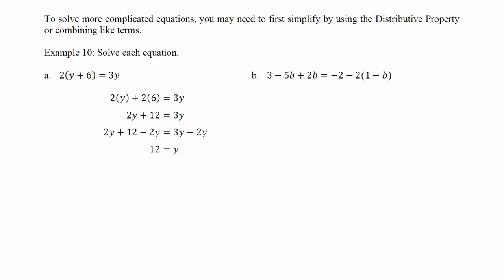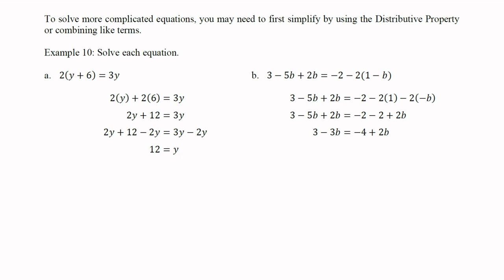For B, we have a negative 2 to distribute on the right-hand side. So we have negative 2 times 1, and we also have negative 2 times negative b. Once we finish that out, we have negative 2 plus 2b on the right-hand side. Now we're going to combine like terms. On the left-hand side, we're going to combine negative 5b and positive 2b. On the right-hand side, we're going to combine negative 2 and negative 2. So now we have 3 minus 3b equals negative 4 plus 2b.